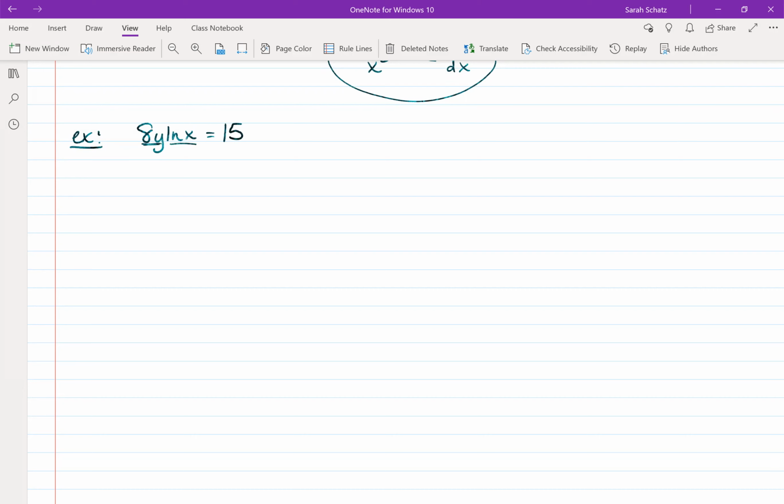Notice this is going to be a product rule. You can't actually multiply 8y times the natural log of x. They're two separate things multiplied together. Let's call one of them u, and let's call one of them v. Let's take the derivative of u. So the derivative of 8y is 8 dy dx. The derivative of v, so natural log x, that's just 1 over x.